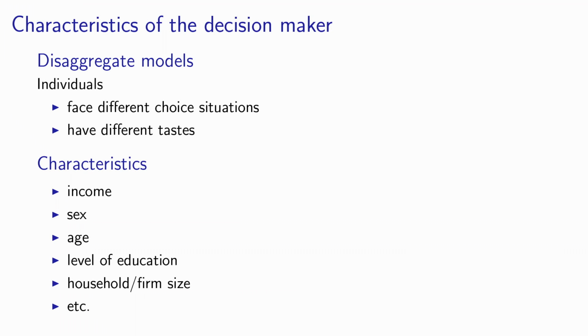They can involve many of the things that are usually available from census data or other survey data, like income, sex, age, level of education. If you are talking about a household or a firm, the size of this household or the size of this firm, etc. So all these variables about the decision maker are collected and are called characteristics.